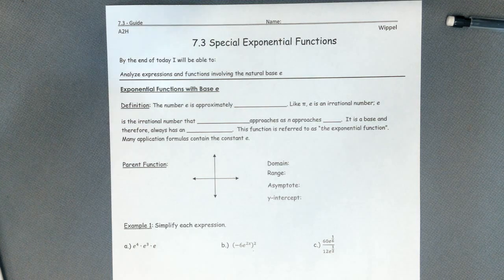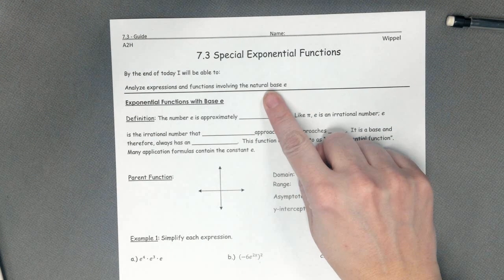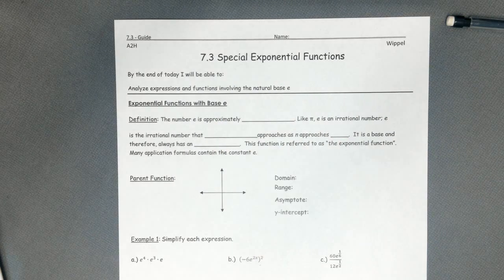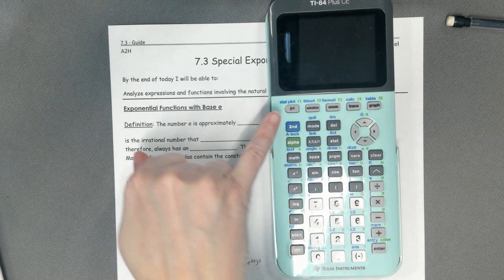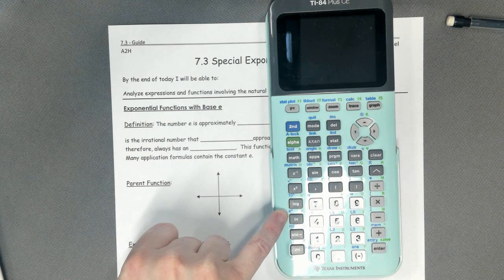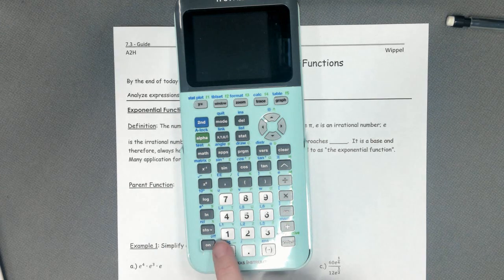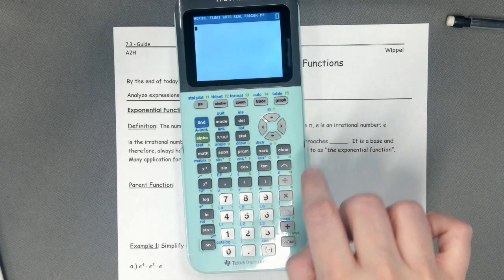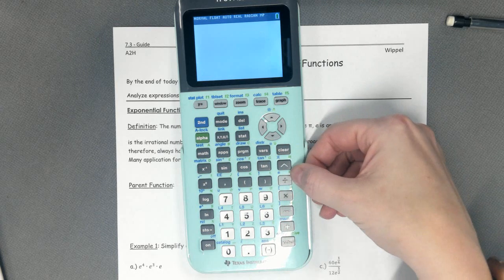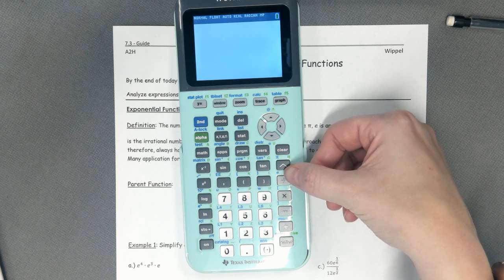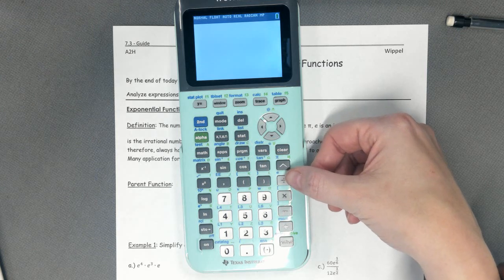And today we're going to analyze expressions and functions that involve what is called the natural base e. Okay, so this is on your calculator. We're going to find it. If you look in this column, you'll see a little e to the x power. Okay, that is e. And it also is here. This is e to the first. So we aren't going to use that because we're going to be plugging in different exponents.